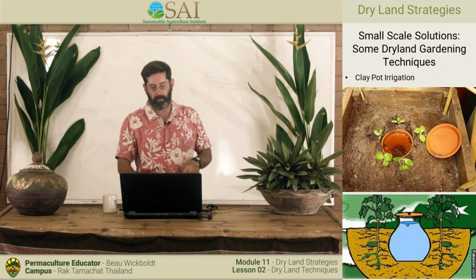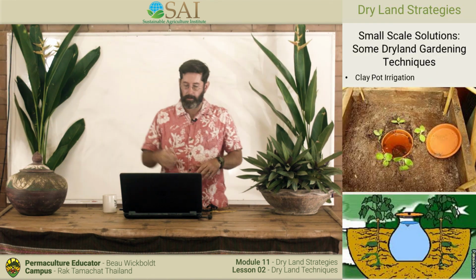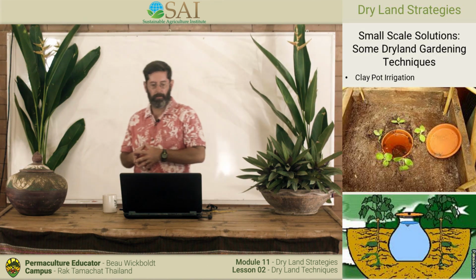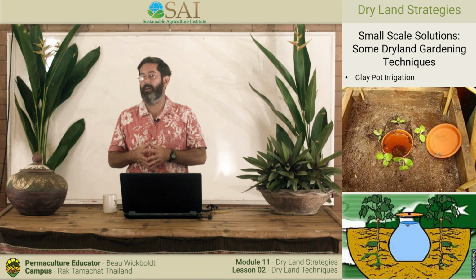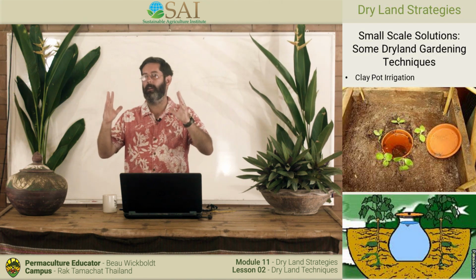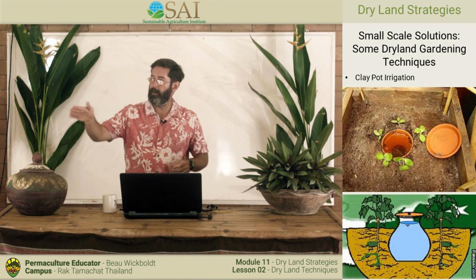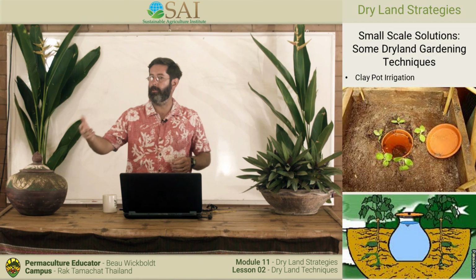So underground tanks. Sorry, the thing's a little bit off-centered there. I'm not sure what's going on. But this is called a ziri pot, which comes from India. So they take a clay pot. The clay pot is not fired, so therefore, it's not completely waterproof.